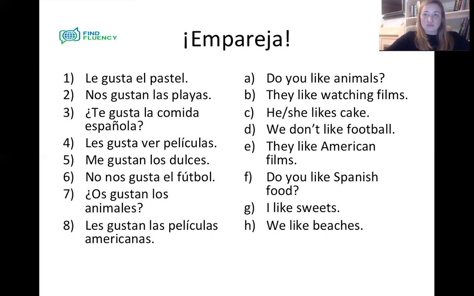So I've made that one negative. If you want to make it negative, you just add no in front of it. No nos gusta el fútbol. 6 is D. We don't like football.